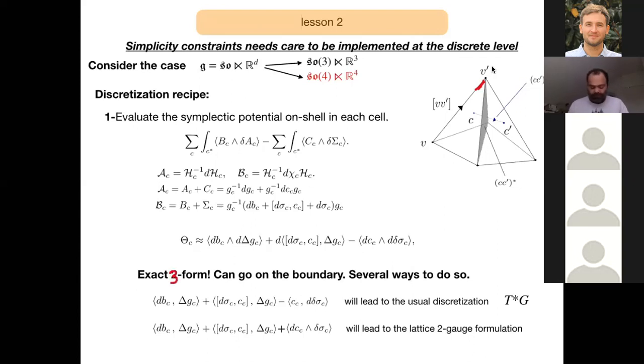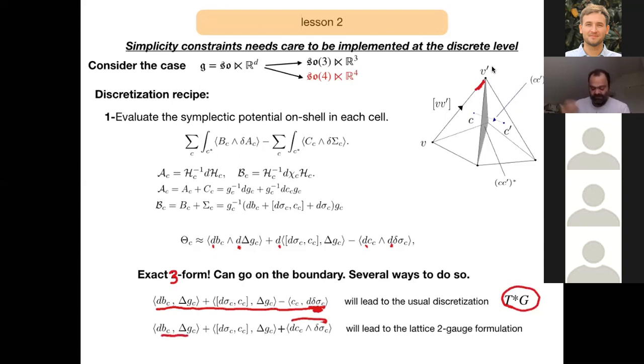So we can go on the boundary, and when I use Stokes theorem, I want to remove a D, right? I have a big D here, and each of these. So I can remove a D essentially. But where I remove this D matters. When I remove the D, if I use this approach, you see that I keep the D on this guy, then what we're going to recover is a normal discretization of BF theory. So we're going to recover T star of G.